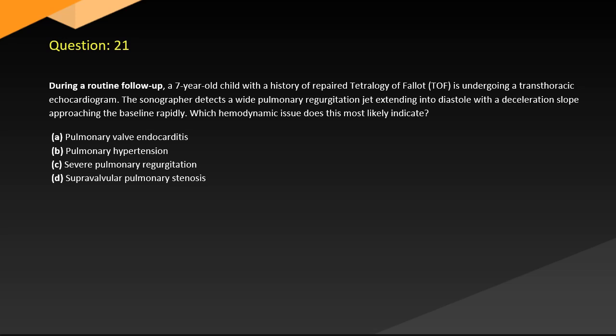Question 21. During a routine follow-up, a 7-year-old child with a history of repaired tetralogy of Fallot, TOF, is undergoing a transthoracic echocardiogram. The sonographer detects a wide pulmonary regurgitation jet extending into diastole with a deceleration slope approaching the baseline rapidly. Which hemodynamic issue does this most likely indicate? A. Pulmonary valve endocarditis. B. Pulmonary hypertension. C. Severe pulmonary regurgitation. D. Supravalvular pulmonary stenosis.